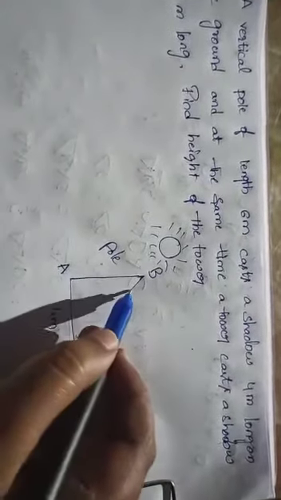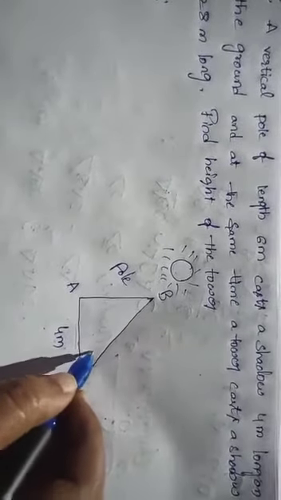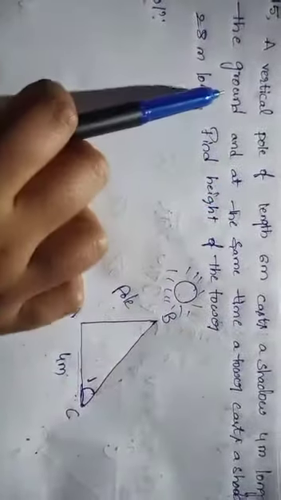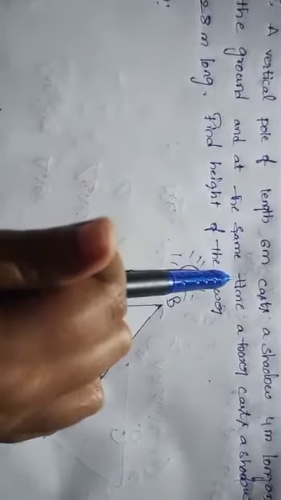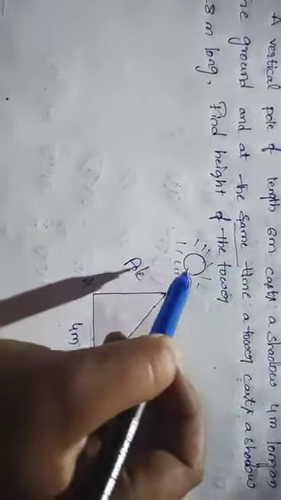Shadow is 4 meters long. This point is C. Sun makes an angle with the ground, angle 1. Angle of elevation of sun is angle 1 in this case. At the same time means sun position is same.